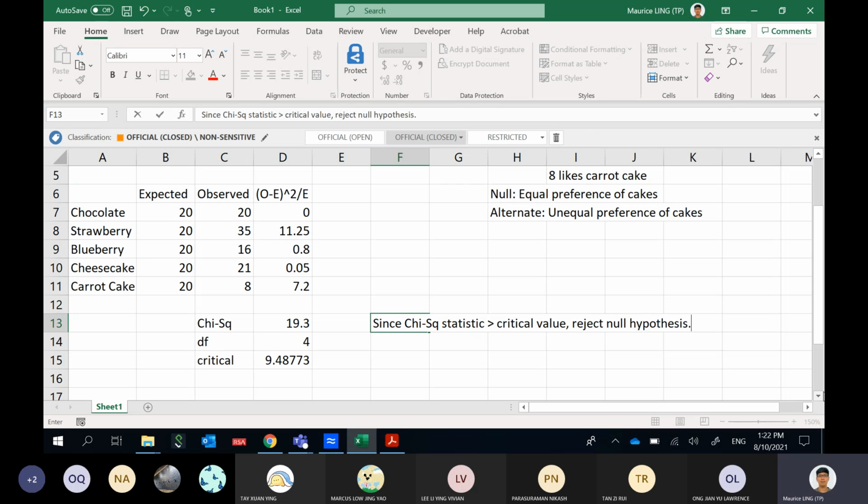So you just write the whole thing. The conclusion is that equal or unequal variance then? Because you reject the null hypothesis, is that equal or unequal variance? Is that equal or unequal preference? Unequal preference. So there is unequal preference of cakes.